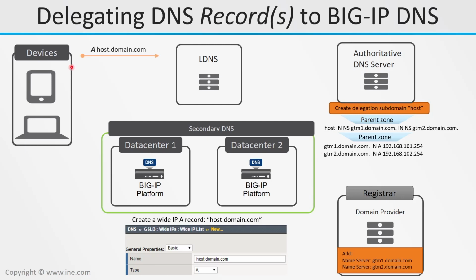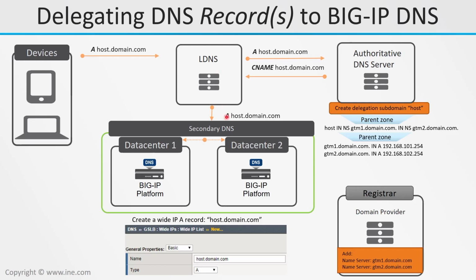So the client requests host.domain.com to the LDNS. LDNS goes to the authoritative DNS server. The authoritative DNS server will respond with an alias to go to this name server instead, gtm1.domain.com or gtm2.domain.com, to resolve that original request.